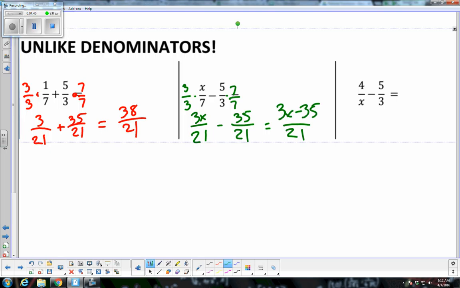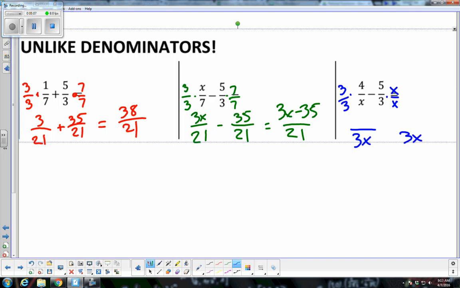Alright, next problem. Let's take a look at this. We have an x on the bottom, so does that change it? No, not really. It's still pretty much the same. But in this case, our GCF between these two is going to be 3x. So I'm going to multiply this guy by x on the top and the bottom, and this guy by 3 on the top and the bottom. And that'll give me a 3x on the bottom here, and a 3x on the bottom here.